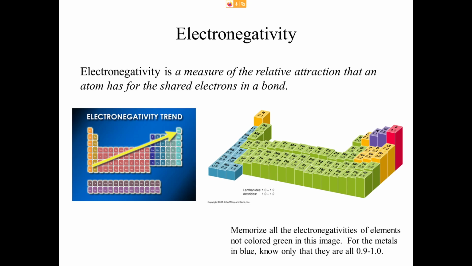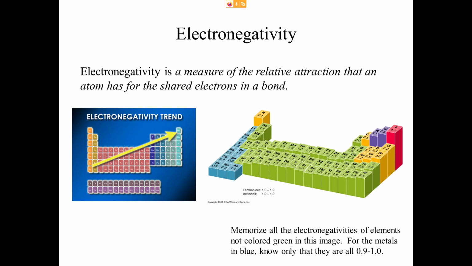What I want you to know about the ones on the far left, all those ones in light blue here, those are all your metals that would love to get rid of their electrons, the first and second row there. All their electronegativities are less than or equal to 1. Very, very small, but 1 or less. Those are the only numbers I really need you to know out of this.